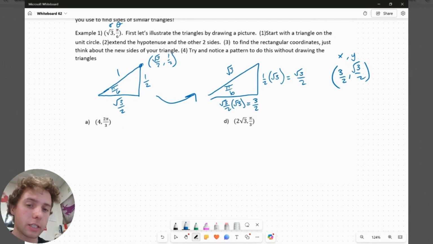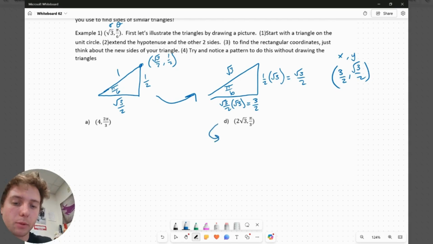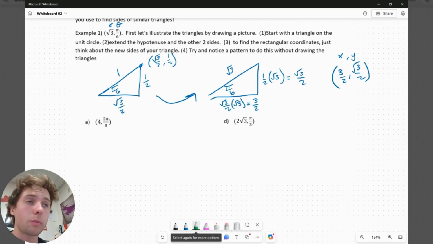Let's go ahead and look at another example. Let's go ahead and look at just example D right here. Again, if you need to draw these triangles, definitely do so, but you'll start to notice a pattern. We'll discuss that pattern at the end. We'll discuss the formulas you can utilize to make this process super simple. But this is the generic idea.